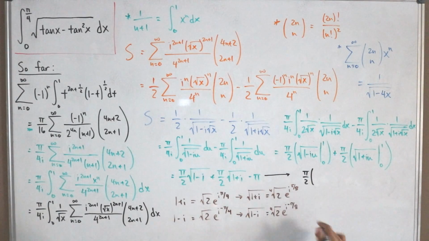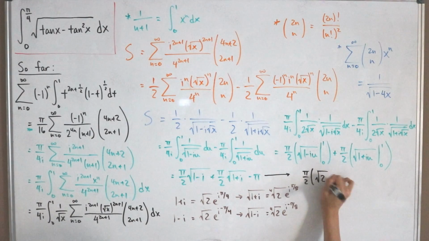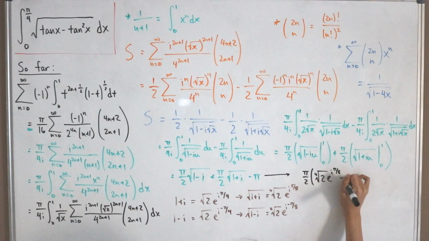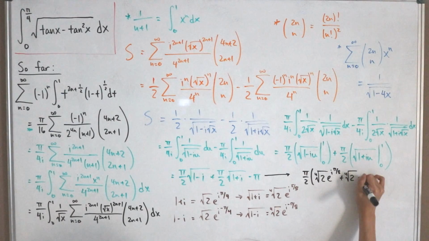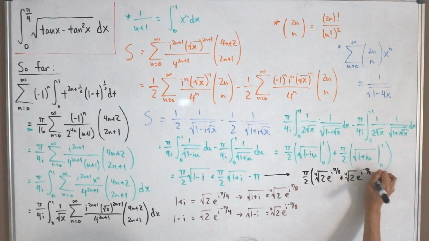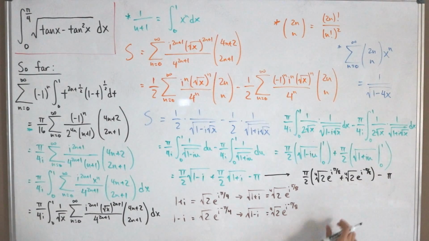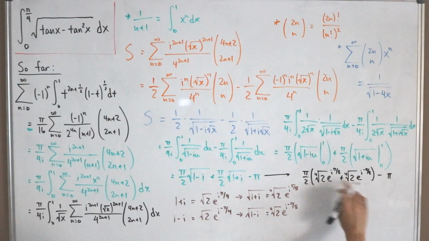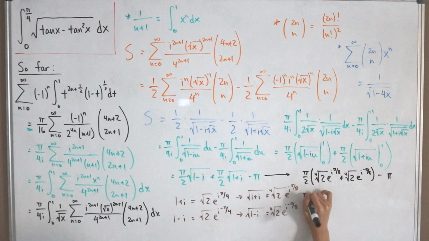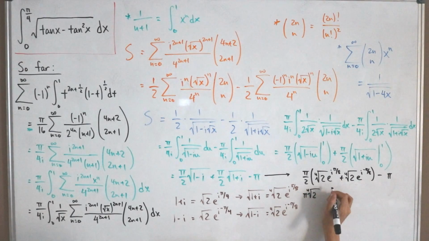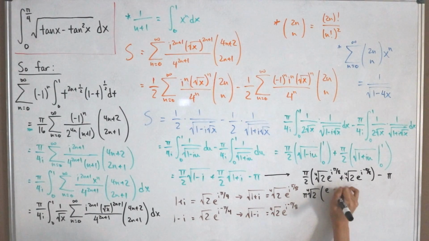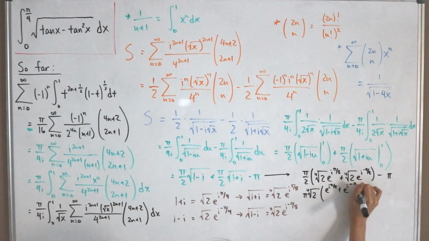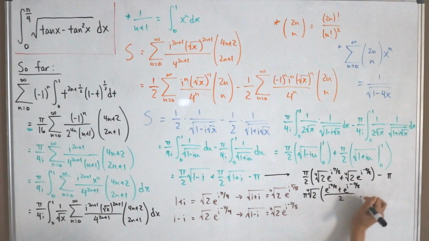Now plugging all this back in, we have the 4th root of 2 times e to the i pi over 8, added to the 4th root of 2 times e to the power i negative pi over 8, then subtract pi. Then I'm going to factor out some stuff. For one, I'll distribute the 2 into our parentheses, then factor out the 4th root of 2. So now this will be pi times the 4th root of 2 times e to the power i pi divided by 8, added to e to the power i negative pi divided by 8, all divided by 2, subtract pi.